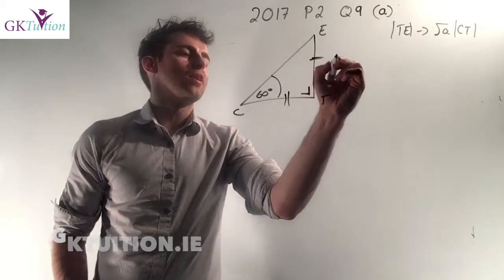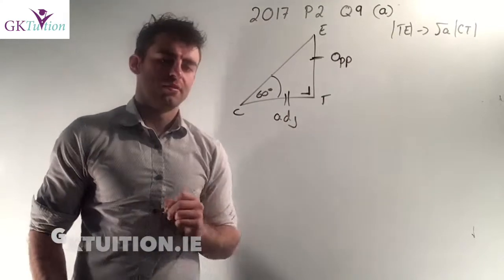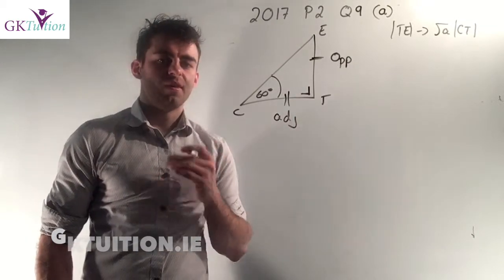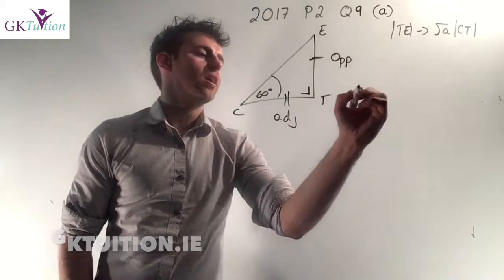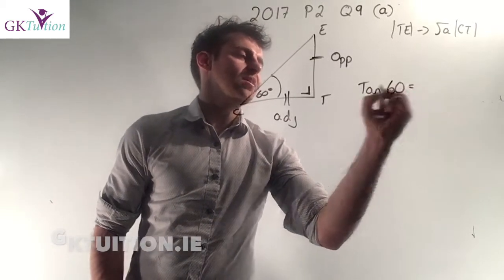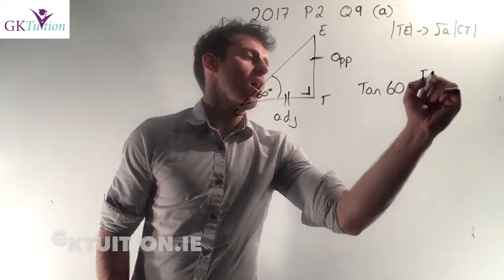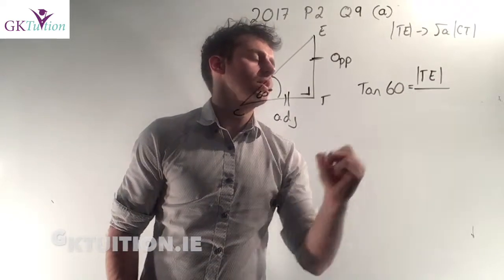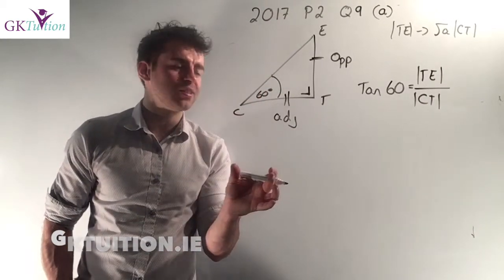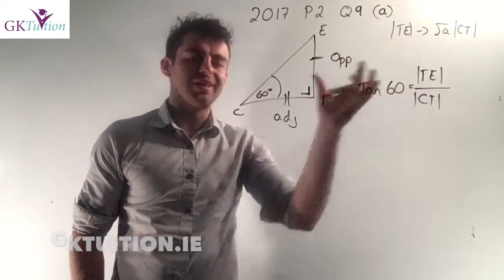If that's 60 degrees, then this is your opposite. If that's 60 degrees, then this is your adjacent. So you should realize that in your answer, you need the opposite and you need the adjacent. If you're dealing with opposite and adjacent, you must be dealing with tan. So I could say that the tan of 60 is equal to the opposite over the adjacent. In this case, the tan of 60 is the opposite, which is TE, over the adjacent, which is CT. And I know that this is the route I want to go down because now at least I've got an equation with TE and CT in it.